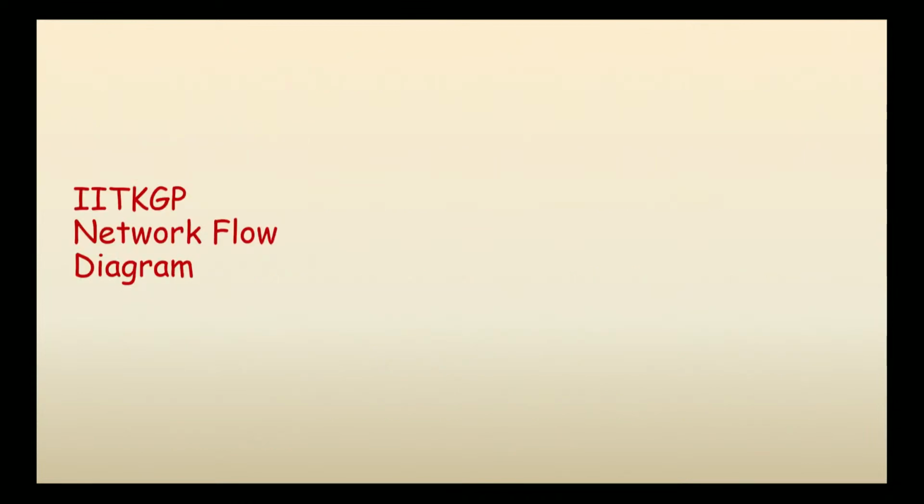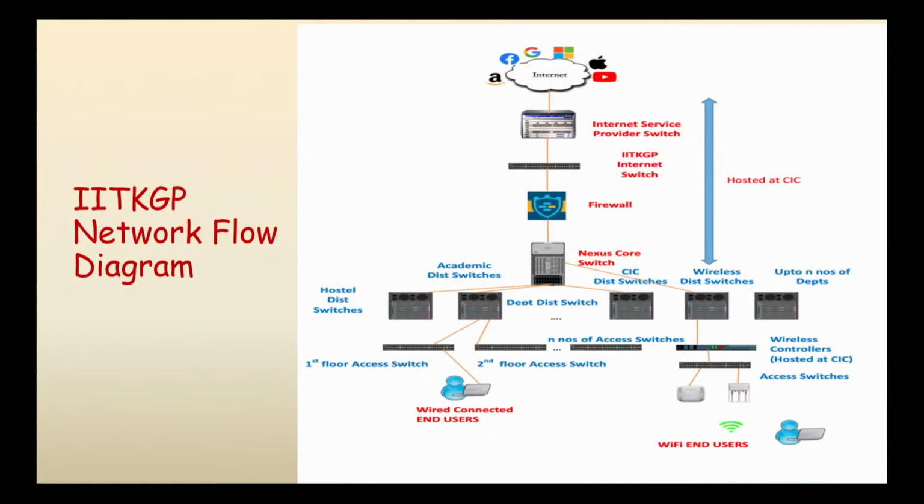So let me just give you some idea about the IIT KGP network flow datagram. Now at the very top, you will get the internet, that is the network of networks I was talking about. And you have the internet service provider switch, which is housed at CIC. Then we have the IIT KGP internet switch, and then the firewall.